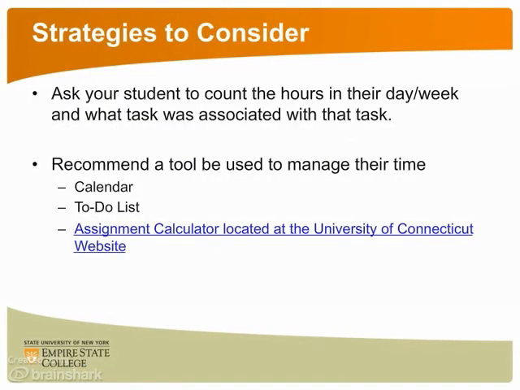Like the previous slide, the URL on this slide lacked a description for the link. Again, the URL address was replaced with a description of what the link is and where the link is taking the individual. The URL description now reads, Assignment Calculator located at the University of Connecticut's website, which is much clearer than the URL address.